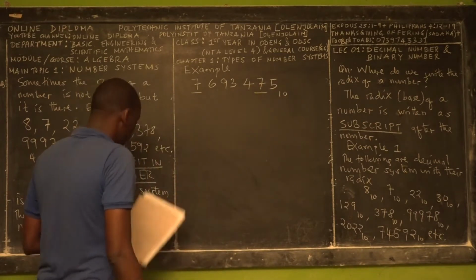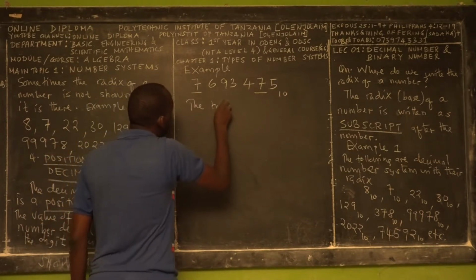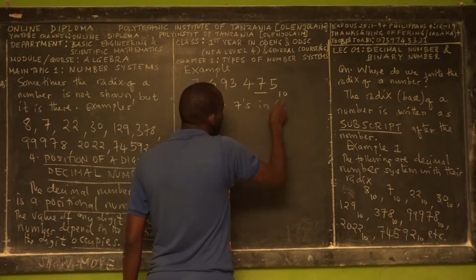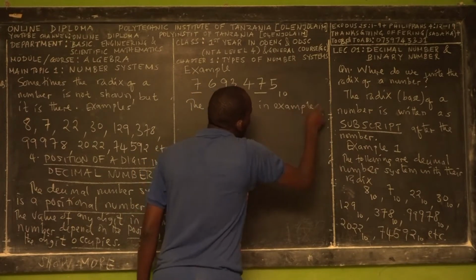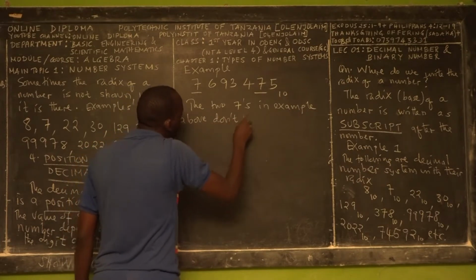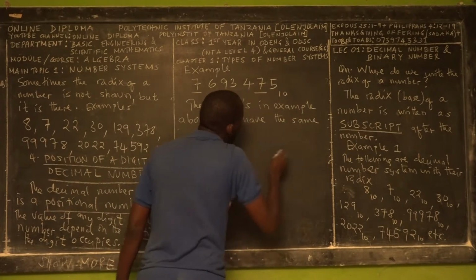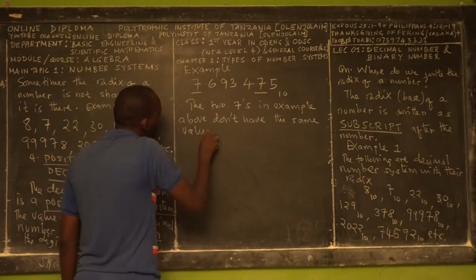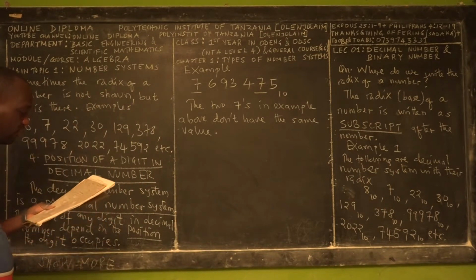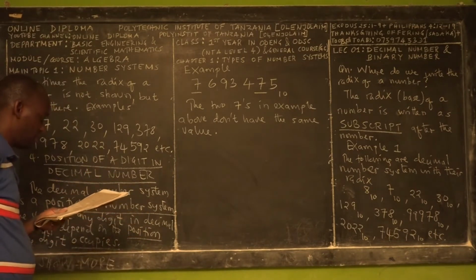So the two sevens in the example above don't have the same value. Why? Because the first 7 stands in the millions position, and the other 7 stands in the position of ones.